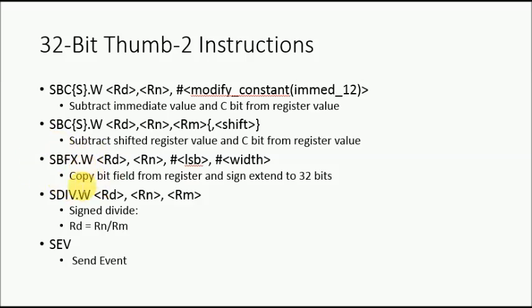SDIV.W Rd, Rn, Rm. This is the signed divide. So Rn divided by Rm, the operation is performed, and the result will be transferred into Rd. SEV: this instruction is an operating system related instruction that is going to send an event.